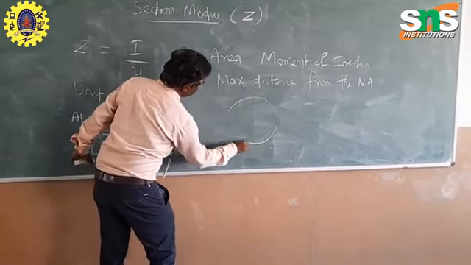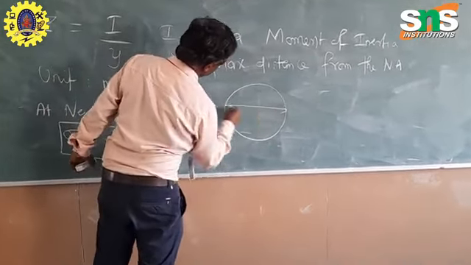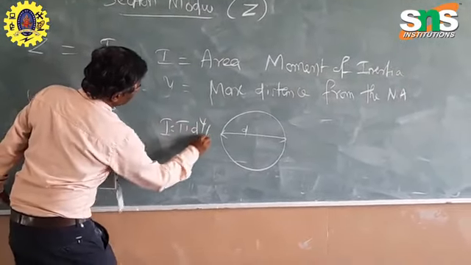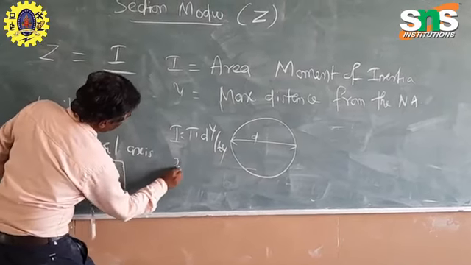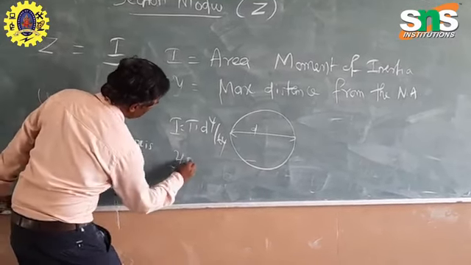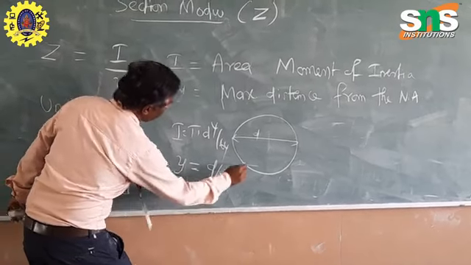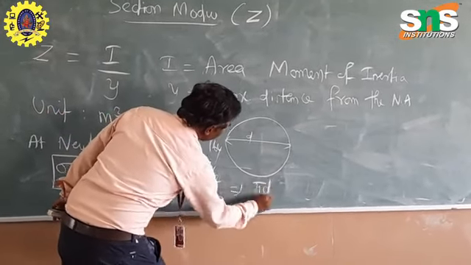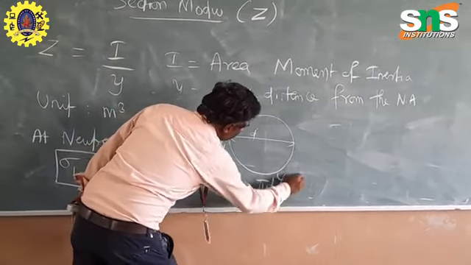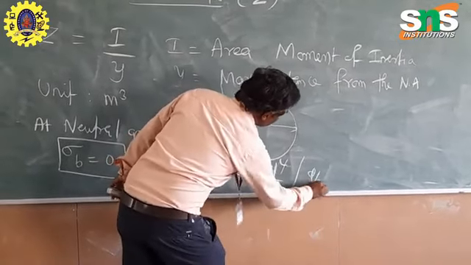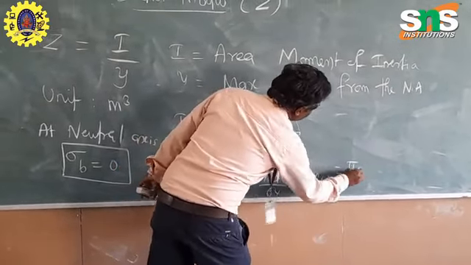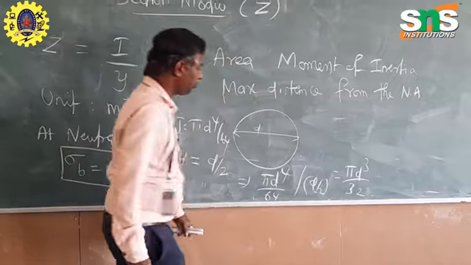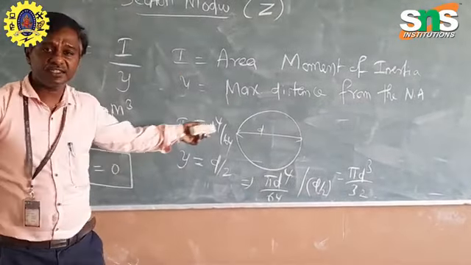For a circular cross section, we take a diameter d. The I value is equal to pi d to the power 4 by 64, and y will be taken from the middle axis. Same thing, we take pi d to the power 4 by 64 divided by d by 2. So it will be pi d cubed by 32. That will be the section modulus for a circular cross section.